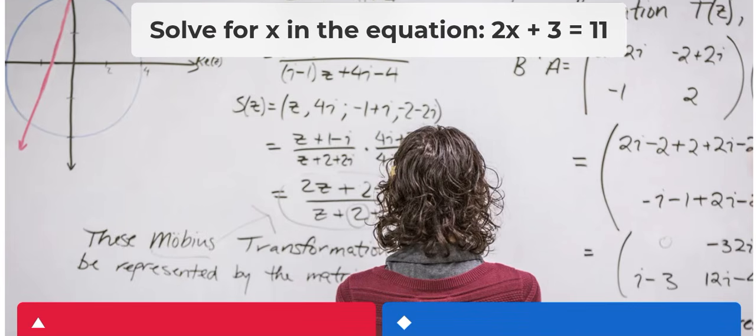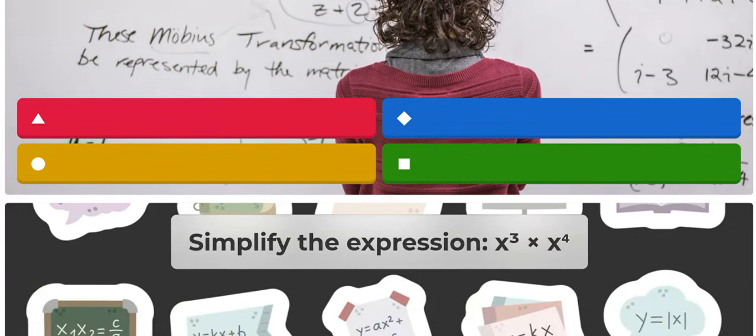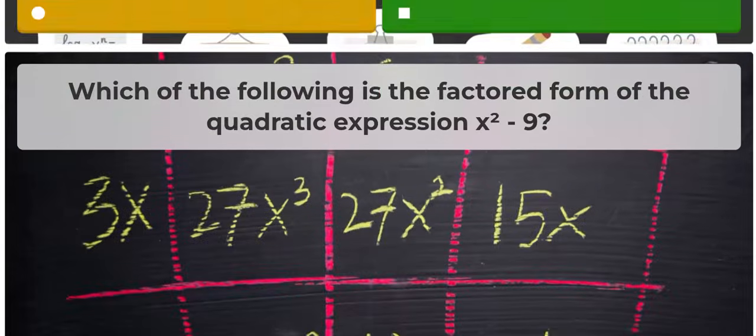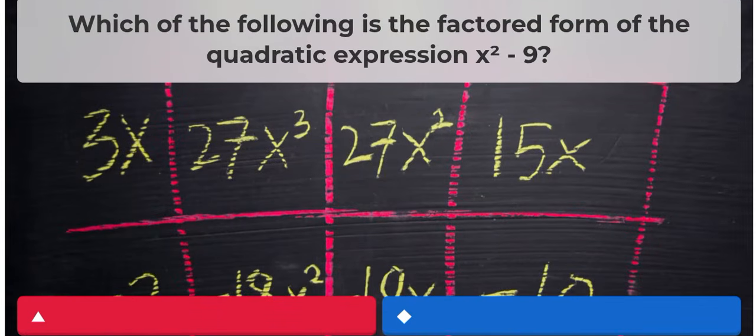Solve for x in the equation. 2x plus 3 equals 11. Simplify the expression. x to the power of 3 times x to the power of 4. Which of the following is the factored form of the quadratic expression x squared minus 9?